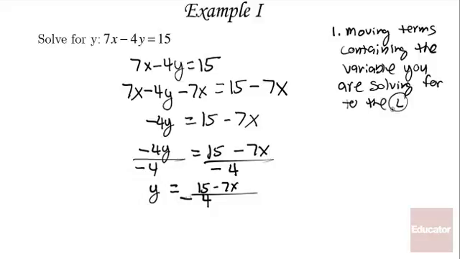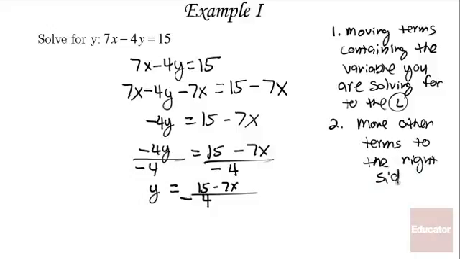Or to either side, but as I said, it's ideal to move it to the left side. Then move other terms to the right. Finish isolating the variable. For example, here we still had to isolate this term, -4y. We had to isolate the y, and then you have your equation solved.